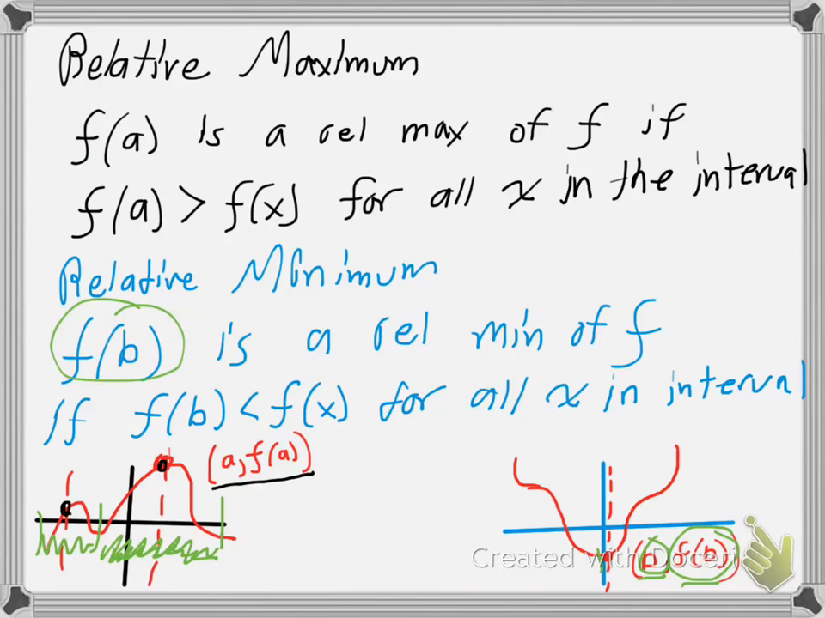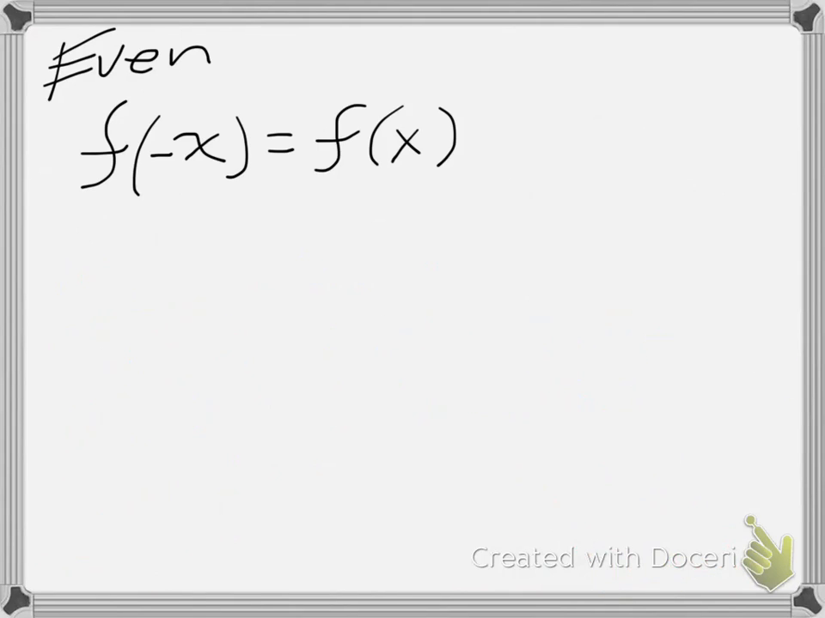Alright, so those are relative minimums and relative maximums. And again, this is only true on a certain interval, but in this case, the interval happens to have the whole graph in it. So that's all we have to know about relative minimums and relative maximums. Now we're going to move on to even and odd functions.